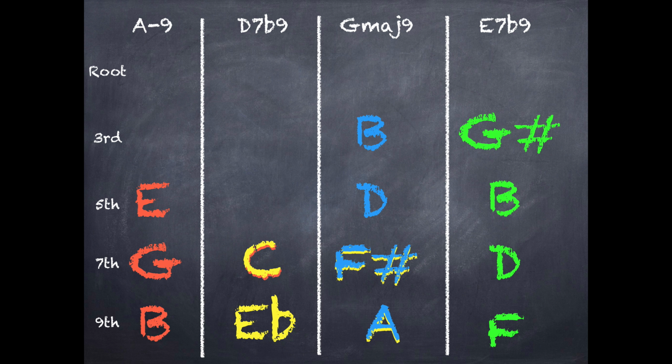And then G major 9 back to E7 flat 9. It's the same as the last video. We're going to keep the B and we're going to keep the D. And then on our way back, E7 flat 9, we're going to keep the B. Look at that. Beautiful.